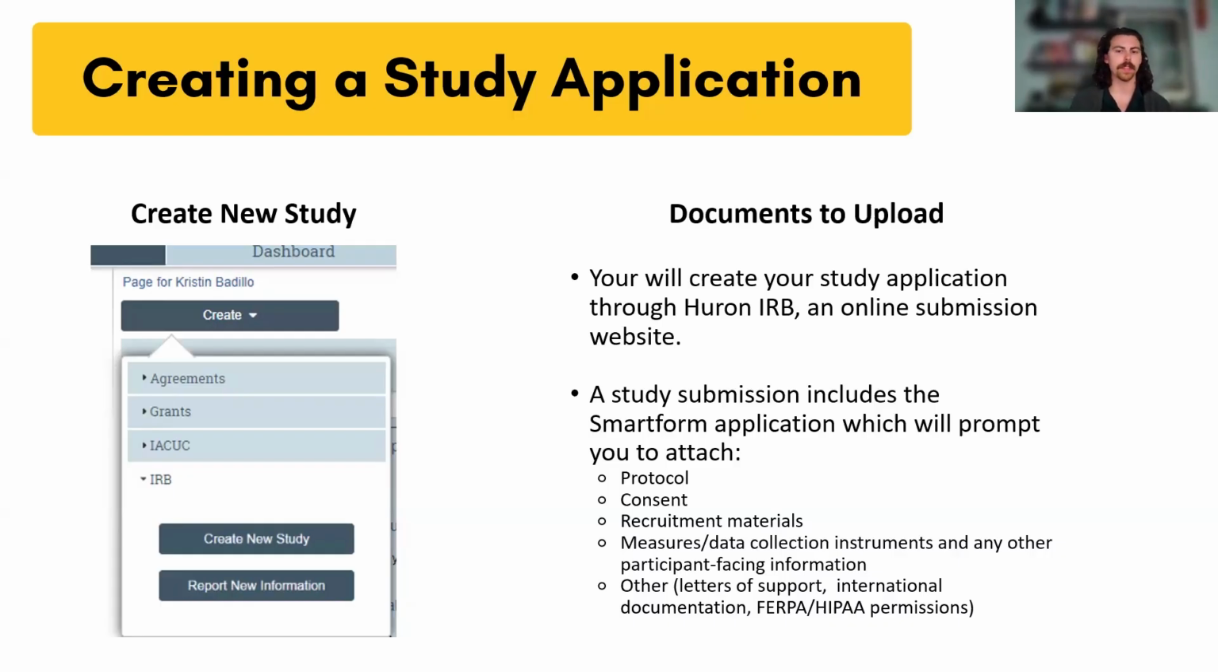It's any participant-facing information. And then lastly, there's a chance you might need to submit other documents. These can include letters of support, international documentation, as well as FERPA and HIPAA permissions. That's going to be a case-by-case basis, and you can really come to that determination by meeting with me or IRB staff, and we can help you decide that if you need guidance.